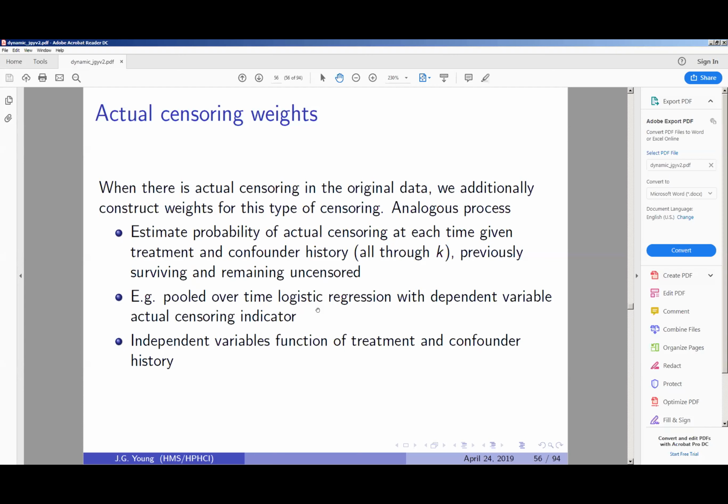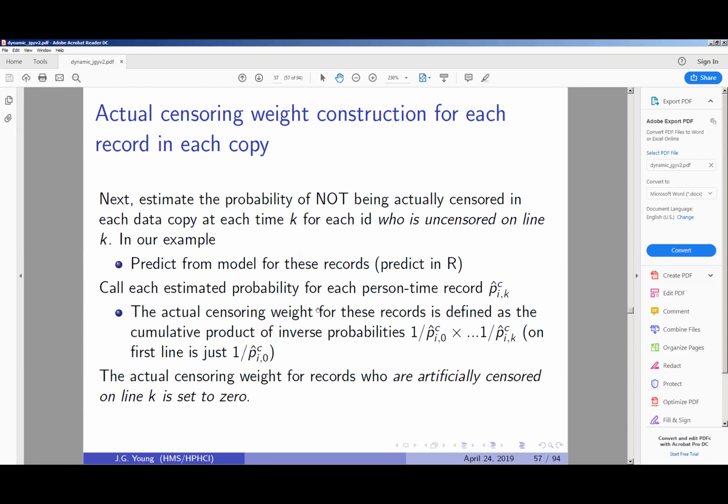We need to additionally construct weights for this actual censoring, and it's really an analogous process. We're going to estimate the probability of being actually censored at each time, again, in each G-specific copy. We can use a pooled over time logistic regression model conditional on the past, a flexible function, hopefully, of past history. And then, again, it's really the same process.